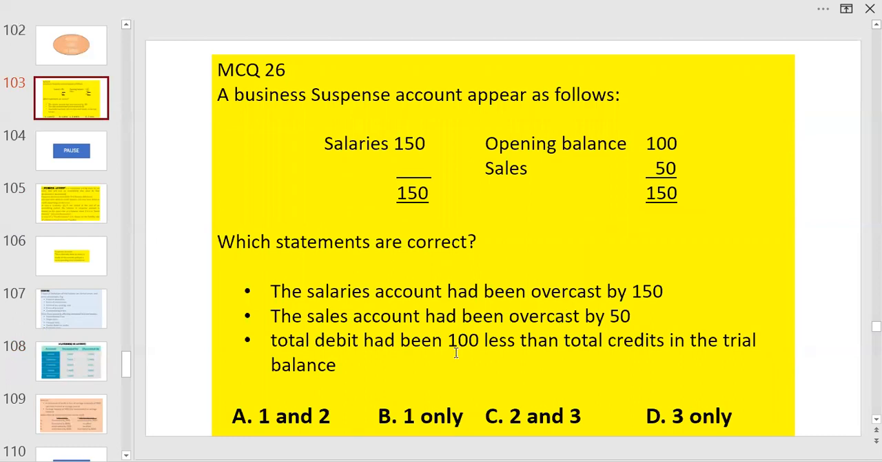Now the next statement is the total debit had been 100 less. It means the credit side is more in the trial balance. Have we already explained to you, if the credit side is more, you will start the trial balance, the suspense account with the debit balance. If the debit side is more, you will start with a credit balance. So this statement, therefore, is wrong. So only the first two statements are correct, which is A.